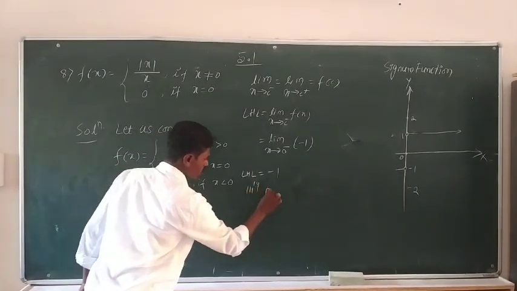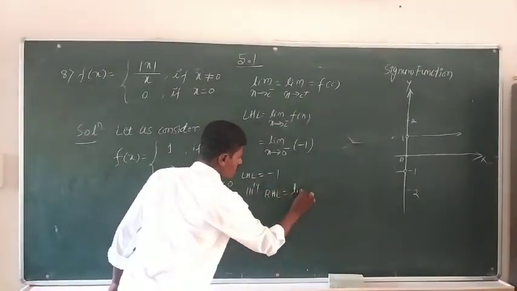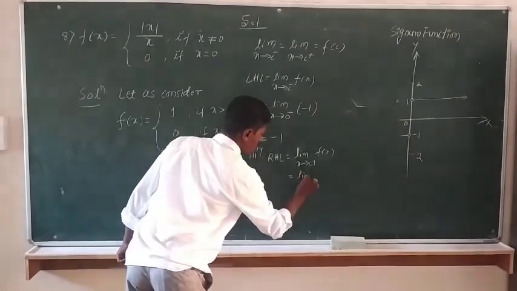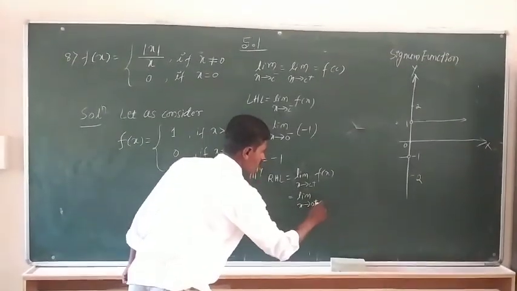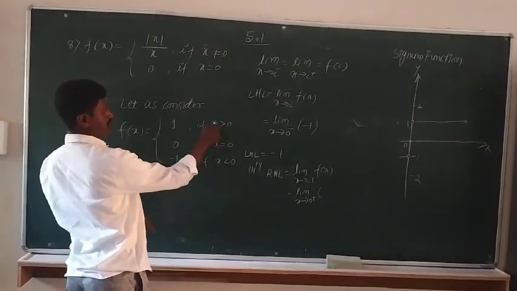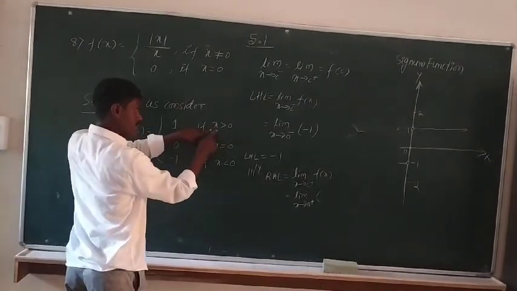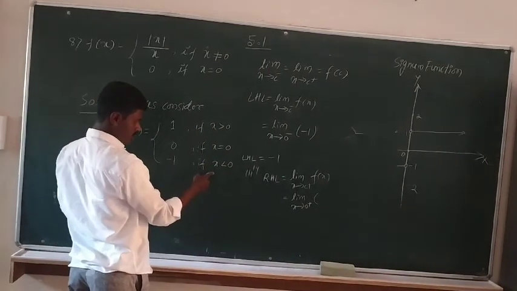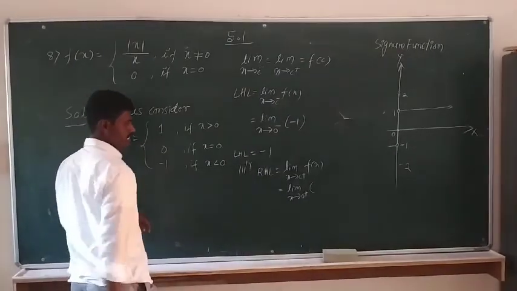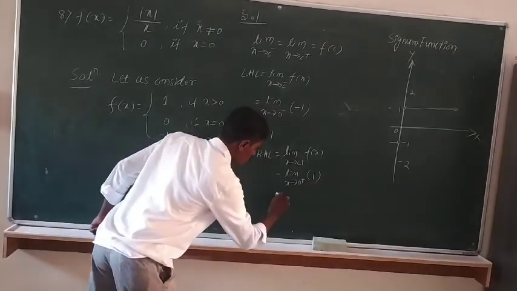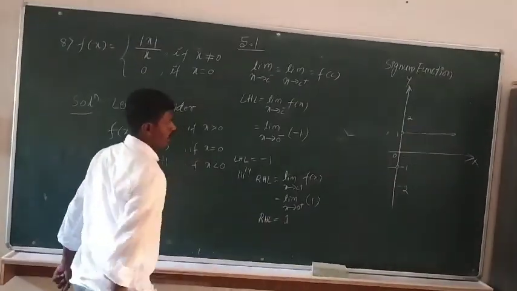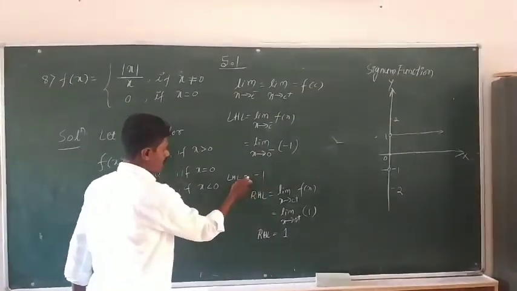Similarly, RHL equals limit as x tends to c plus of f of x. Limit as x tends to 0 plus, the function is for x greater than 0. For the right hand limit x is greater than 0, for the left hand limit x is less than 0. In the left case the function is minus 1, but in this case the function is 1. So the value is 1 here. This is RHL.